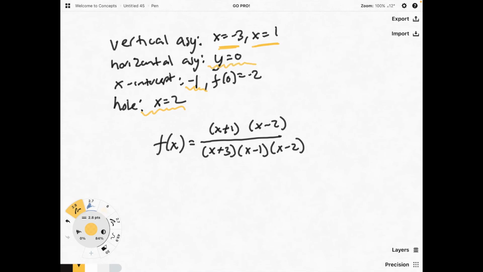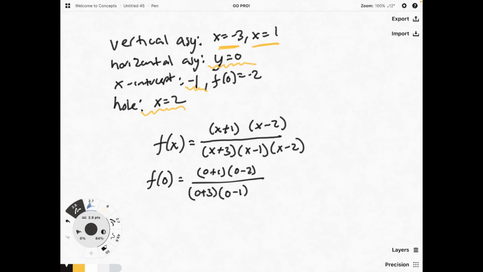The last thing we need to solve for is when f of 0 equals -2. To do that, all we need to do is plug in 0 for x and manipulate the problem to figure out how we're going to equal -2. If the function is at 0, then we have 0 plus 1 on top, we have 0 minus 2, we have 0 plus 3, we have 0 minus 1, and we also have 0 minus 2. And again, this has to equal a -2.